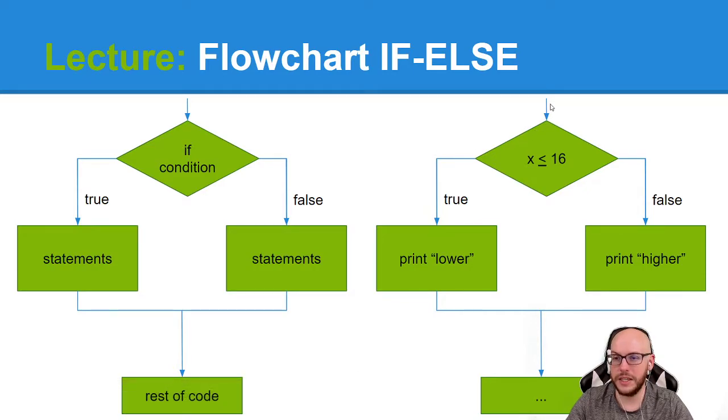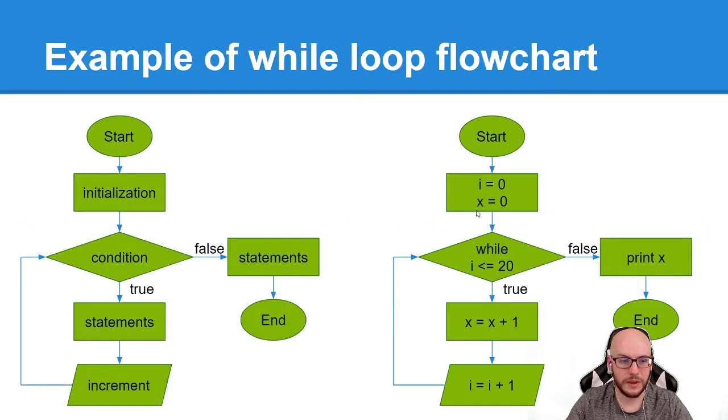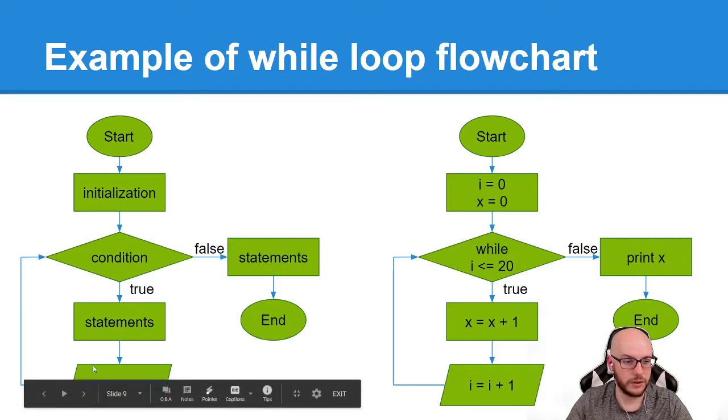In the actual example, we say if x is less than or equal to 16, we're going to print lower. Maybe there should be a parallelogram. Otherwise, if that's false, we're going to print higher, and then we would continue on. That idea can be expanded to some type of loop. This is the start of our program. We have some type of initialization. You'll quickly see in our example, we're declaring some variables and giving them values. We encounter our condition, and if it's true, we'll execute some statements, maybe adjust our counter variable with the increment, and then come back up and check our condition.